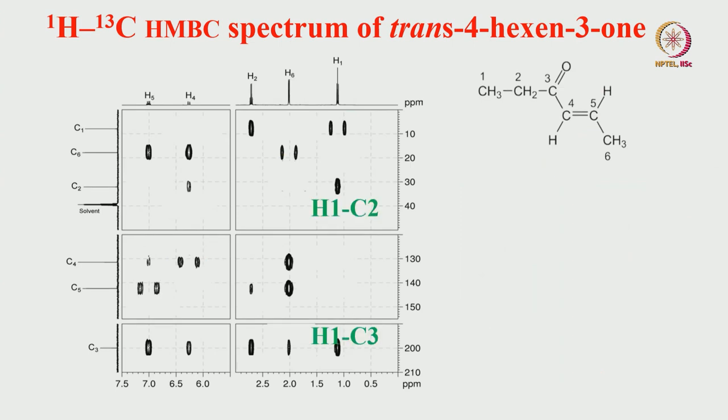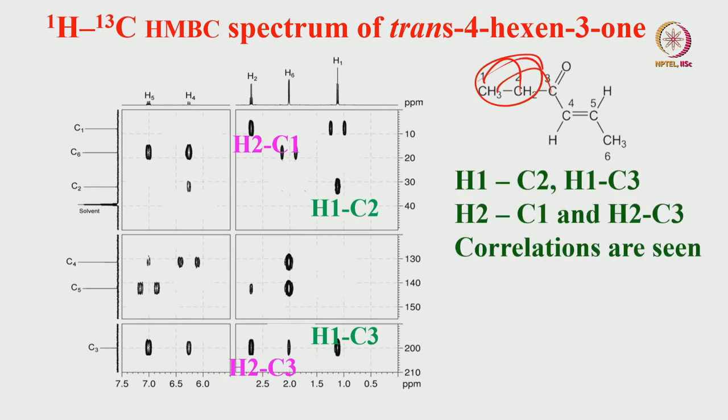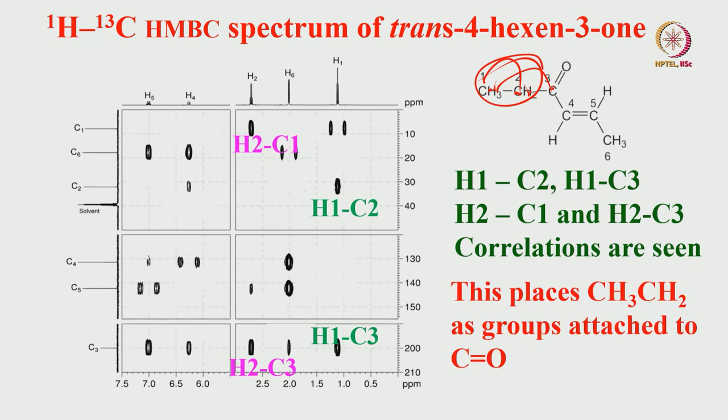All right. And then you can see in HMBC, H1 is correlating to C2, and H1 is also correlating to C3. This puts them on one side of the C=O. H2 is also correlating to C1. So H1 is correlating to C2, H1 is correlating to C3, H2 is correlating to C1, and H2 is also correlating to C3. Varieties of correlations you can see. This puts the CH3, CH2 on one side of the C=O. We can say CH3, CH2 is attached to C=O from these HMBC correlations. I hope it is clear for you.